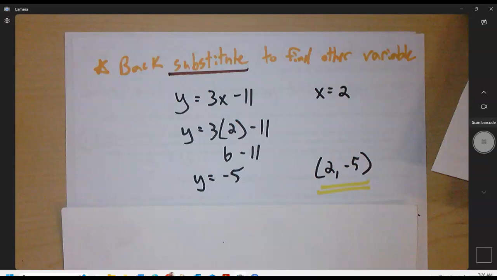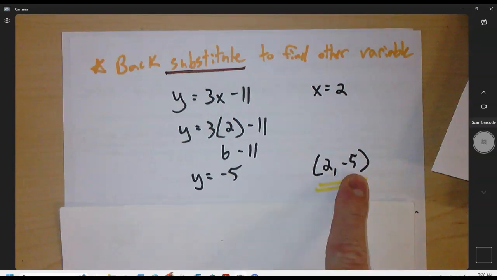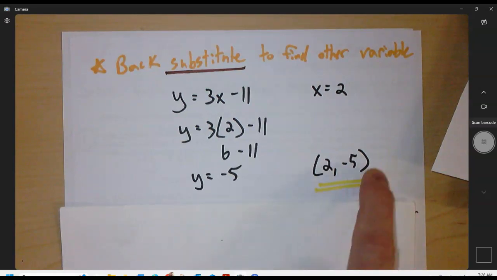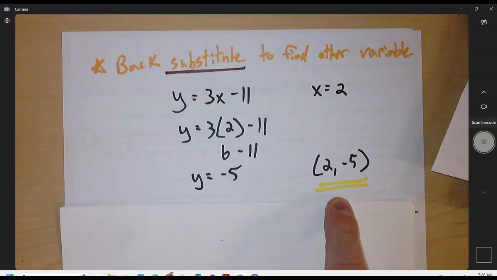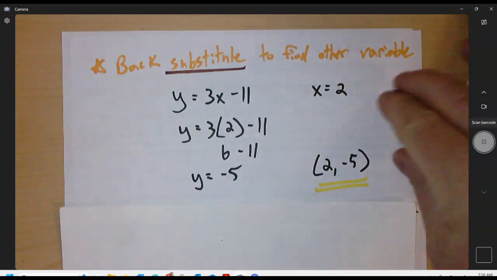Y is negative 5. Final answer is the point where those two lines cross. This is the x and the y that would make both of those equations true. This is how you have to write the solution. Not too bad? Kind of, sort of. Okay, let's do one more together, and then I'll cut you some loose with some of them on your own.